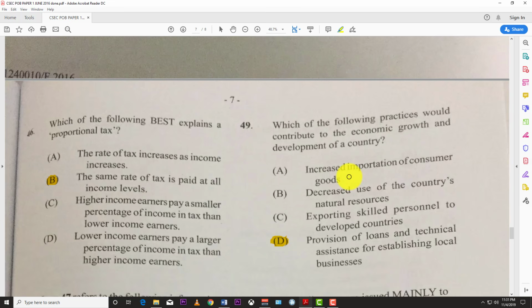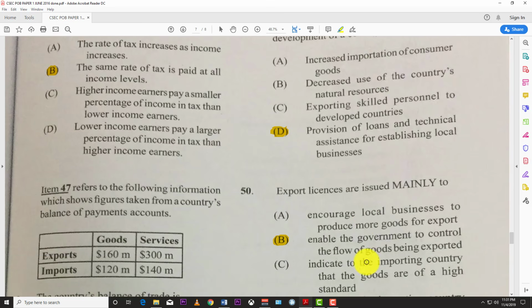B, decrease the use of the country's natural resources. Of course, depleting your resources cannot lead to economic growth or development. C, exporting skilled personnel to developing countries. That's brain drain. No, that doesn't help with development of your country. So the best answer is D, provision of loans and technical assistance for establishing local businesses.